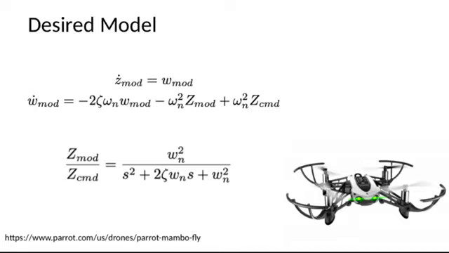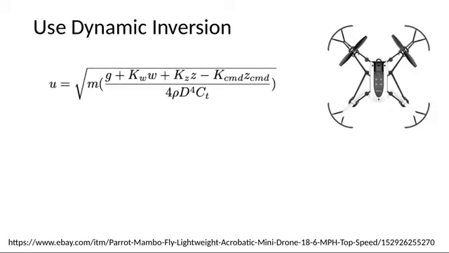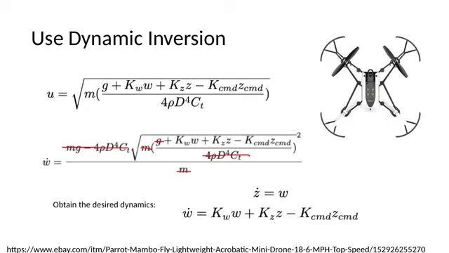The transfer function that describes the space model is also shown, where zeta is the damping factor and omega n is the natural frequency. We then used the concept of dynamic inversion to create a new input u that would force the real dynamics of our UAV to resemble our desired model. This input u cancels out the nonlinearities of the system, so we can achieve our desired UAV dynamics for vertical height and velocity while tracking a height command.